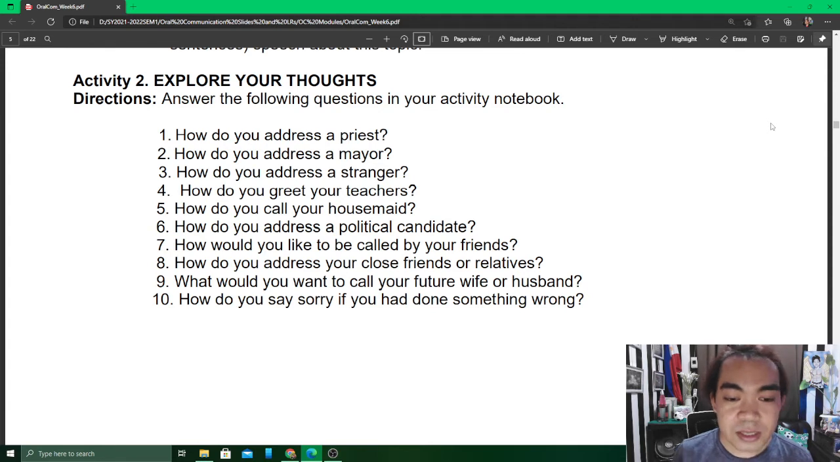Paano ka mag-greet sa imo teachers? Paano ka magtawag sa imo nga kabulig, or housemate sa balay? How do you address a political candidate? How would you like to be called by your friends? How would you address your close friends or relatives? What would you want to call your future wife or husband? How do you say sorry if you had done something wrong?